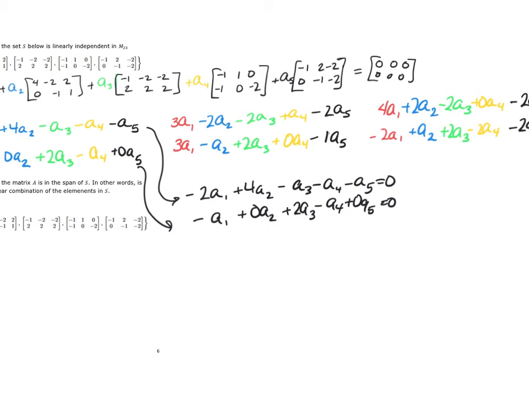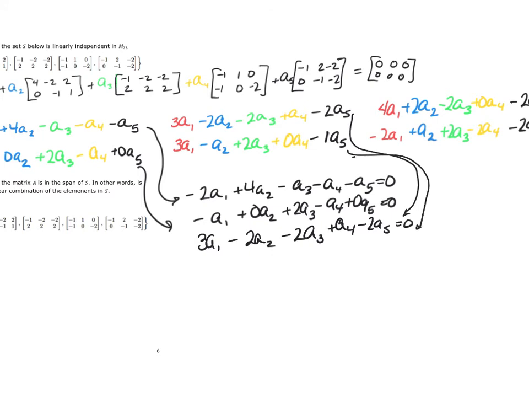My next equation is going to come from here. So it's going to be 3a1 minus 2a2 minus 2a3 plus a4 minus 2a5 is equal to 0. Then I'm going to do the next one from here. So 3a1 minus a2 plus 2a3 plus 0a4 minus a5 is equal to 0.